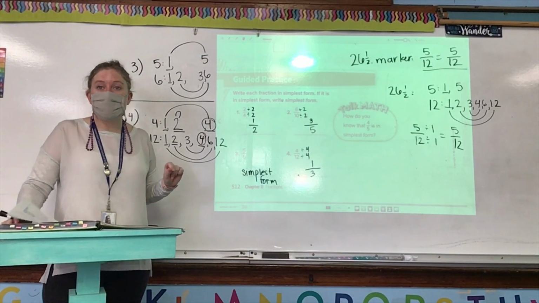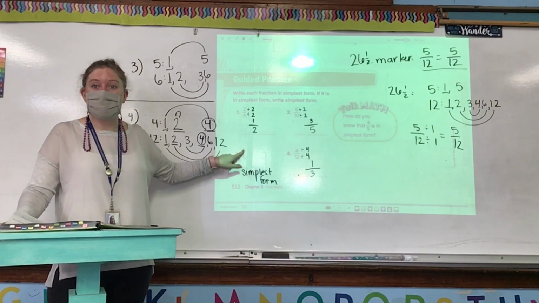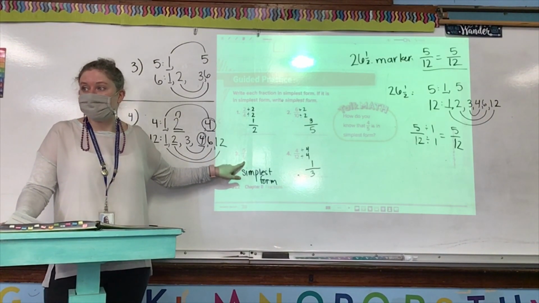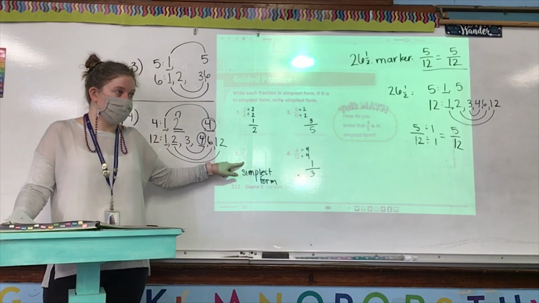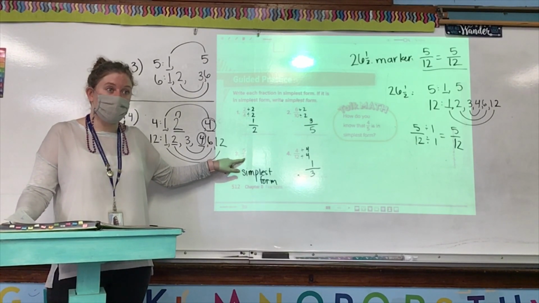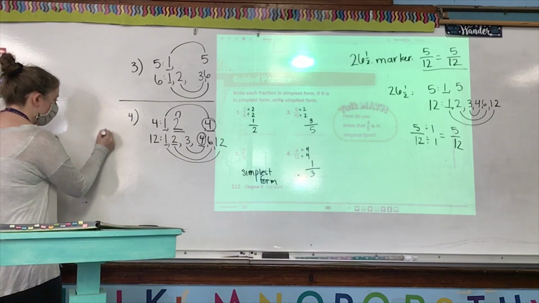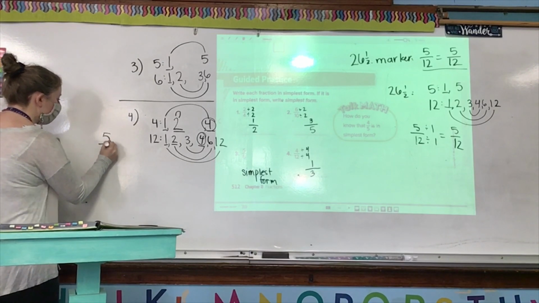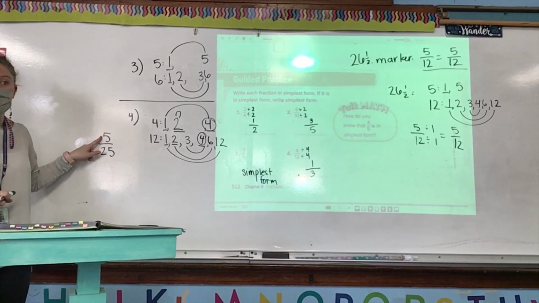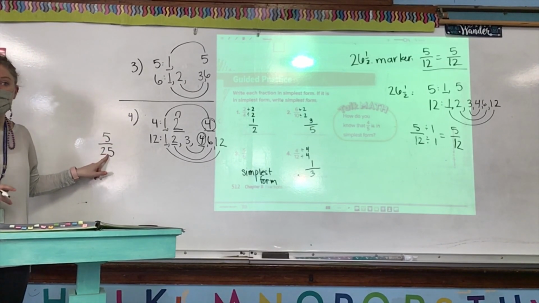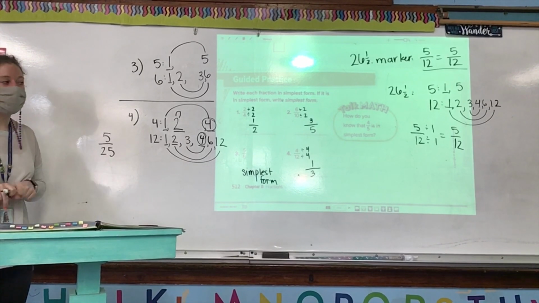So there's another clue. Listen closely. If your numerator is a prime number and it is not a factor of your denominator, it is in simplest form. But check to make sure that it's not a factor of your denominator, because if we have 5 25ths, 5 is prime, but it's a factor of 25, so it can't be in simplest form.